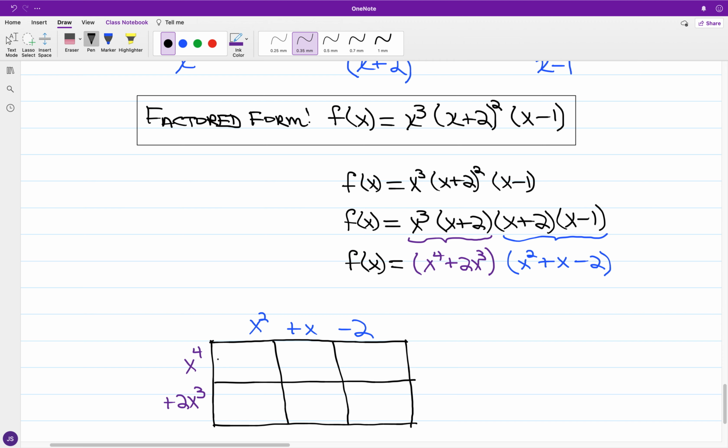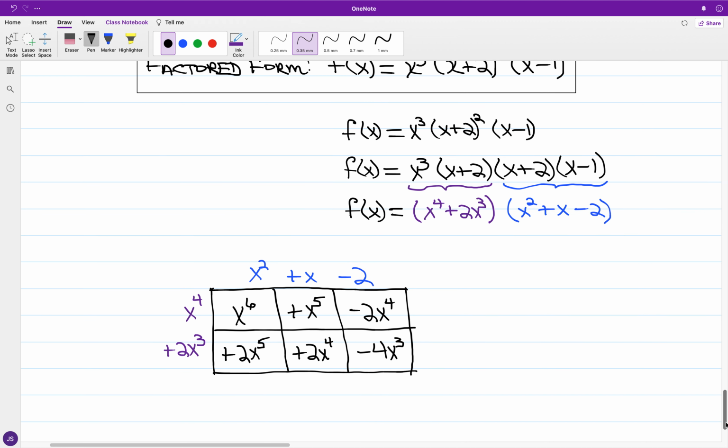Multiplying the corresponding parts here, x to the 4th times x squared is going to be x to the 6th. Now we have 2x cubed times x squared, so this will be 2x to the 5th. x to the 4th times x is going to be x to the 5th. Then we have 2x cubed times x, so this will be plus 2x to the 4th. And with the third column, we'll have negative 2 times x to the 4th, and the last product we have is negative 4 times x to the 3rd.